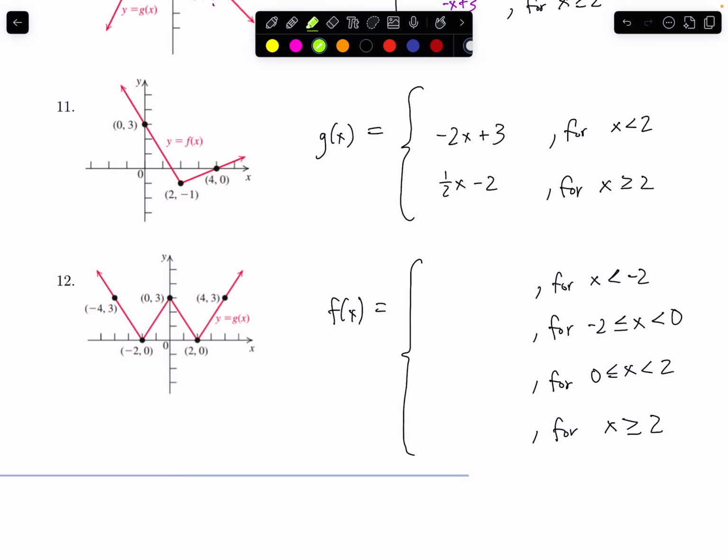And so make sure at each boundary you got one of them covered or the other covered. So this one is less than 2, then this one's got to be greater than or equal to 2. This one's less than 0, this is greater than or equal to 0.